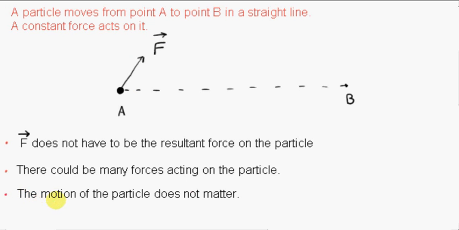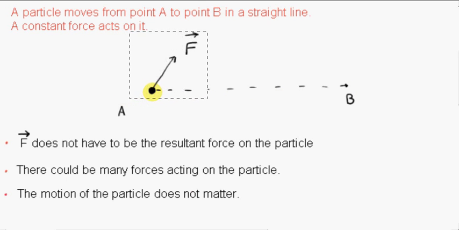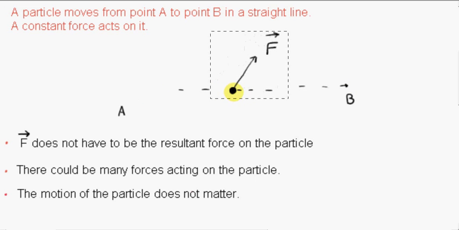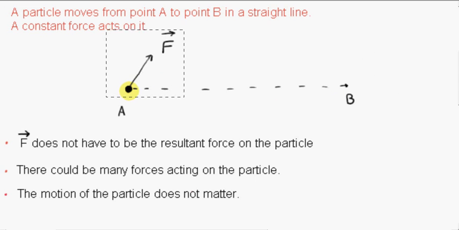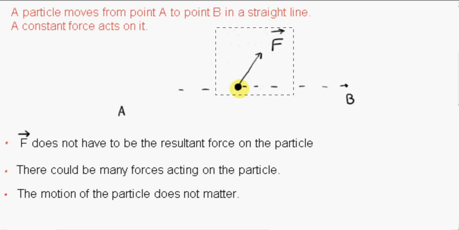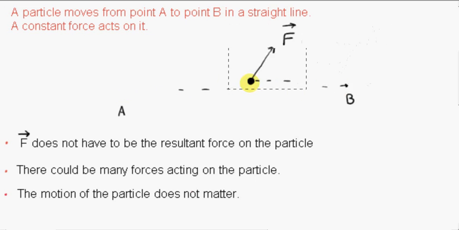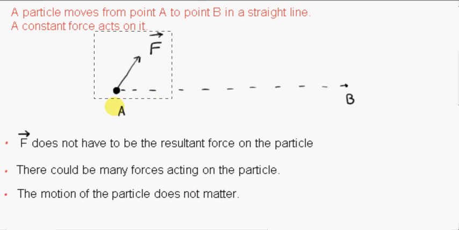Another important point is that the motion of the particle does not matter. What do we mean by that? Well, we know that the particle is going to move in a straight line from A to B. That's the only situation that we will consider. But how quickly it moves does not matter. It could move slowly at first, then speed up, then slow down, then speed up. It doesn't matter. It also could just move at constant speed from A to B. So the speed of the particle in its straight line journey from A to B does not matter. It does not affect the work done by the force on the particle.